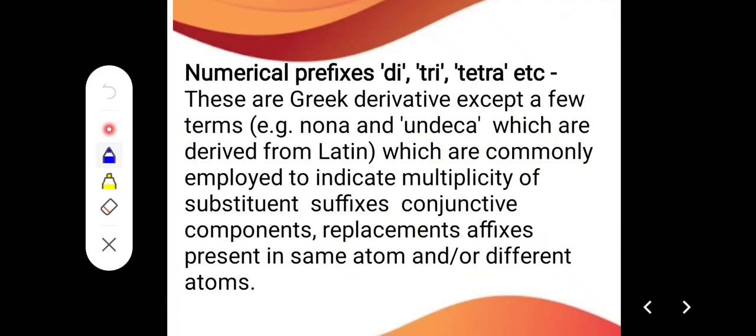How many times the functional groups or attachments of some heteroatoms are present should be designated by the prefixes di, tri, tetra. Okay. Replacement affixes present in the same atom and or different atoms. So the funda is that di, tri, tetra are Greek derivatives, except a few, nona and deca, which came from Latin words, commonly employed to indicate the multiplicity of substituent suffixes, meaning how many times the prefixes or suffixes are there.